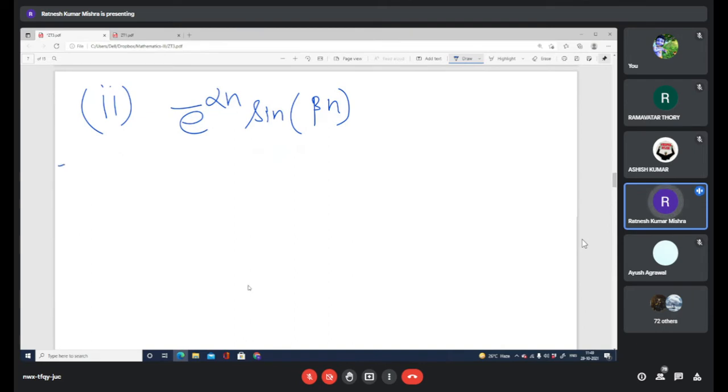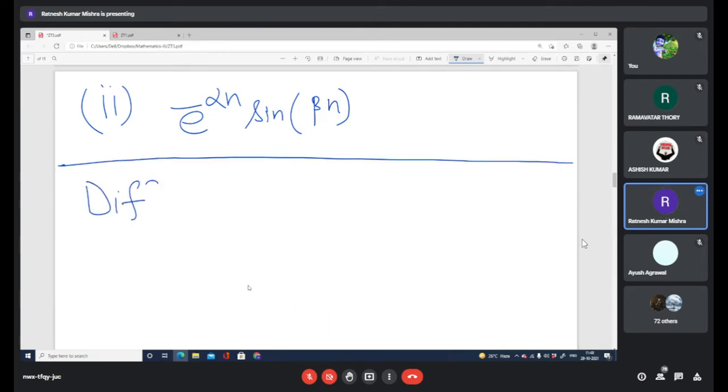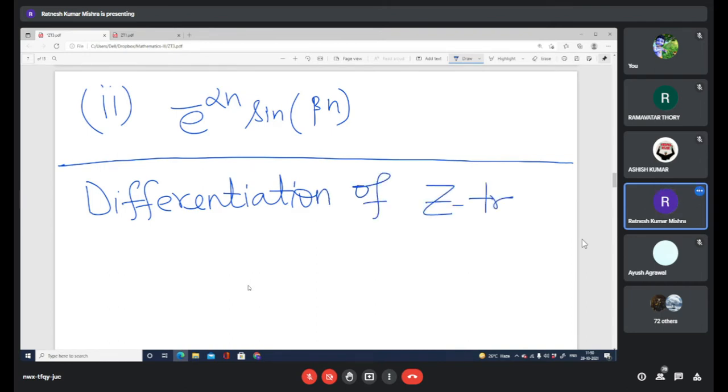The next is differentiation of Z transform.